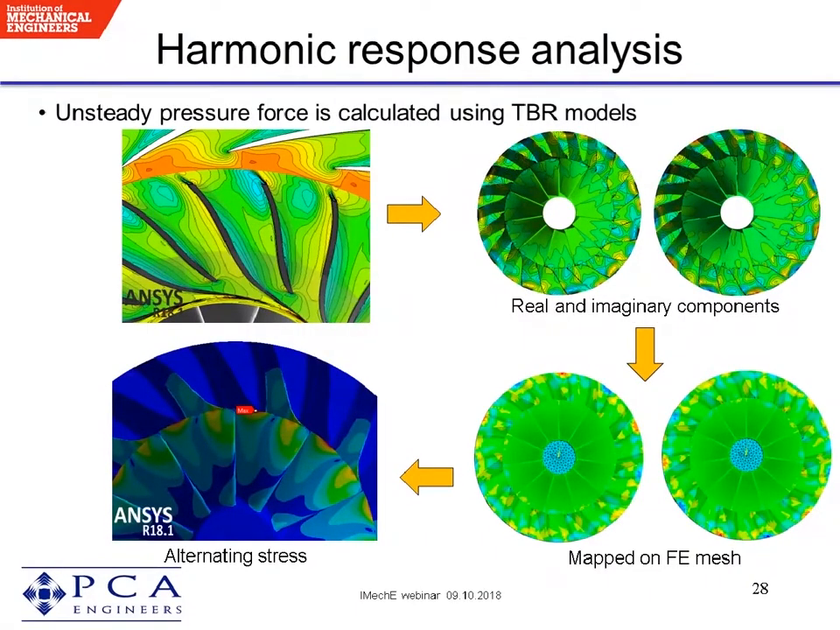The aerodynamic forces are calculated using transient calculations, either full transient or transient blade row methods such as time transformation. Then the components of the forces are mapped on the mechanical model, and alternating stresses are calculated using harmonic force response analysis, in this case in ANSYS Mechanical.